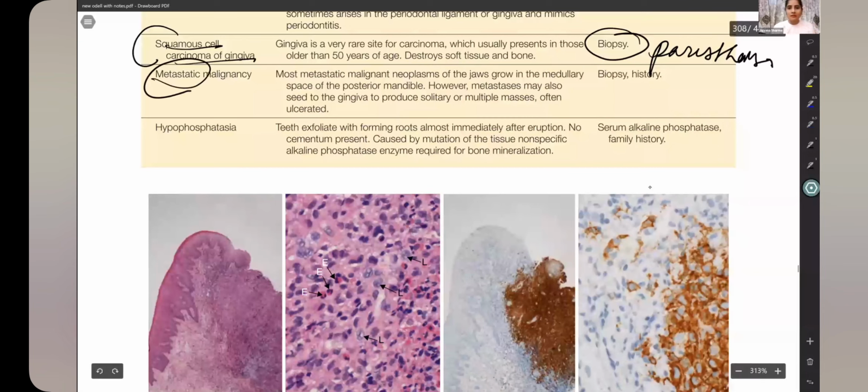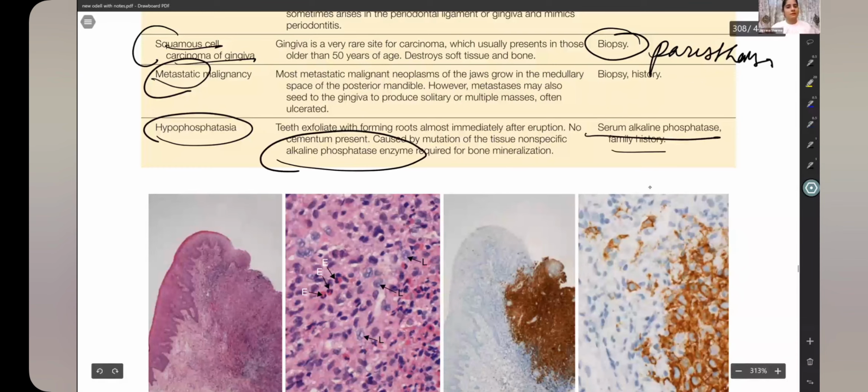It can also be a metastatic malignancy rather than originating in the gingiva or bone or PDL. It can actually be a metastatic deposit of a distant malignancy. So most commonly the breast malignancies or the lung malignancies show their metastatic deposits in the jaws, especially posterior part of the mandible. And a biopsy and a history would confirm that. Then hypophosphatasia is an enzymatic disease which also leads to periodontal destruction. It is because of a genetic mutation and alkaline phosphatase enzyme is affected. So serum alkaline phosphatase levels and family history would also confirm that.